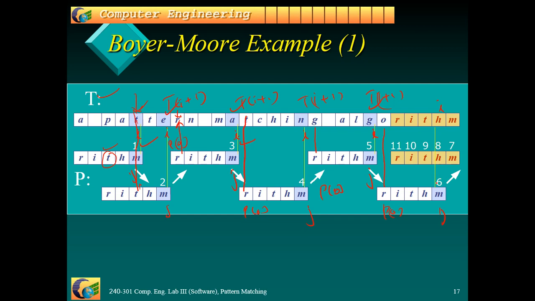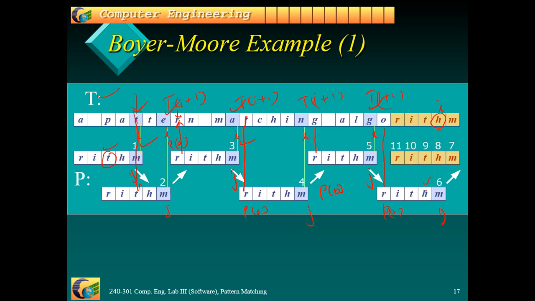Again, when you compare, you can see there is a mismatch, and the character of text which is mismatched is available. Yes, you can see it is available. If it is available, then what do you do? The last occurrence of this character is here in this string. Is it possible to shift this particular pattern to right by one position in order to align this last occurrence with T of I? Yes, it is possible.